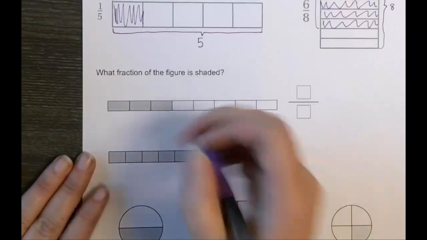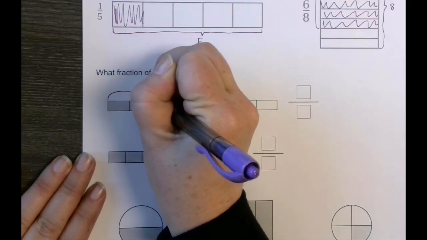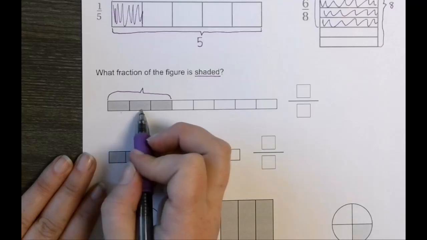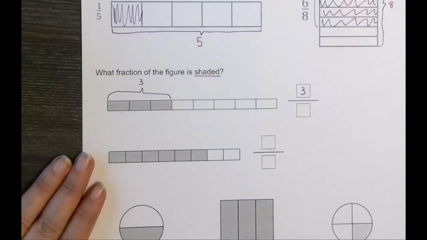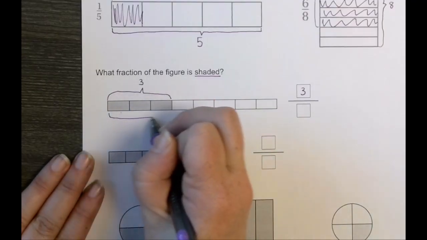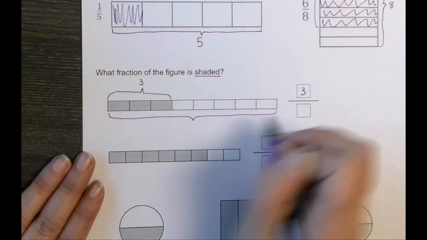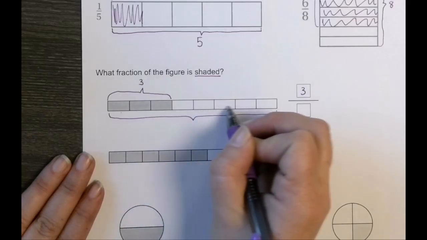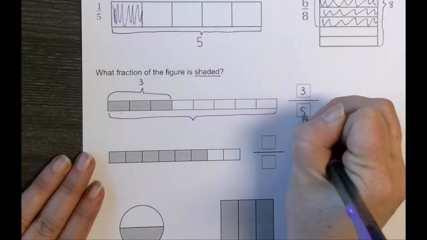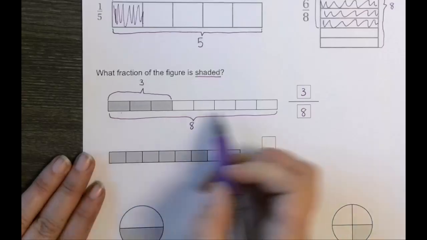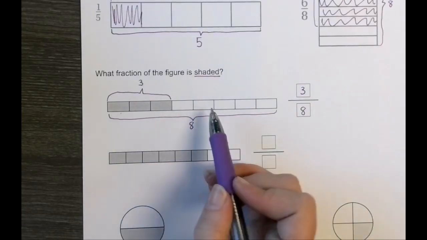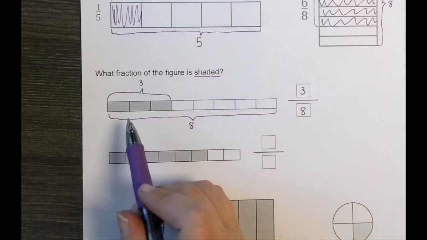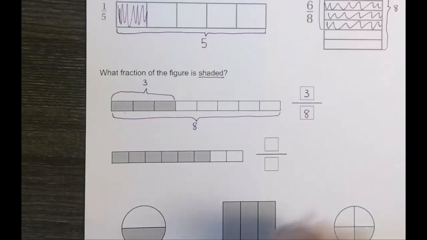What fraction of the figure is shaded? So I can mark that my numerator will be the shaded part. 1, 2, 3. Notice how I've written it on top, so I can write it on top of my fraction as well. Then I gotta count up how many we got on the bottom. 1, 2, 3, 4, 5, 6, 7, 8. Remember, you want to count up all of the total amount for your denominator, not just the ones that are not shaded or the ones that are shaded. You want to do the total for the denominator.